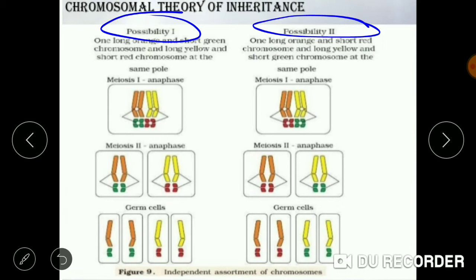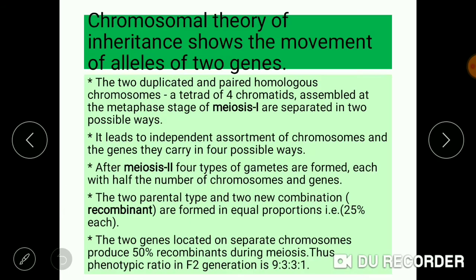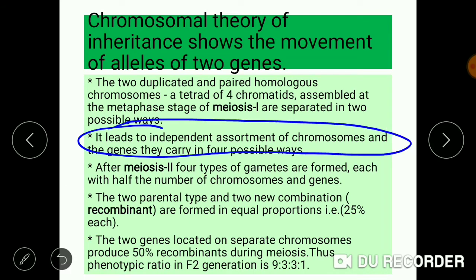Now during meiosis 1, at the anaphase, the homologous chromosomes split and they move towards the opposite poles. During meiosis 2, we will see that the chromatids separate and move towards the opposite poles, as you can see in both of the cases. Now it leads to independent assortment of chromosomes and the genes they carry in 4 possible ways.